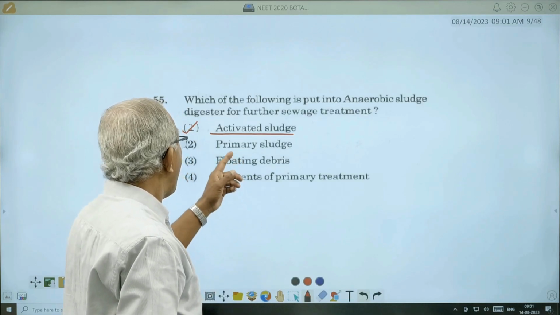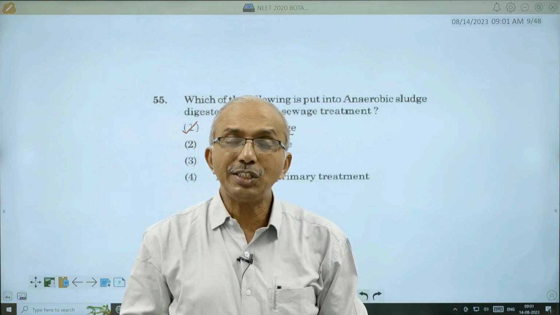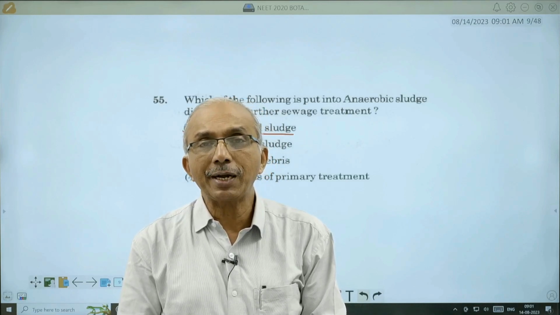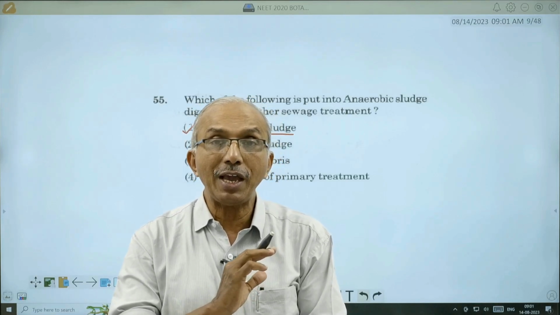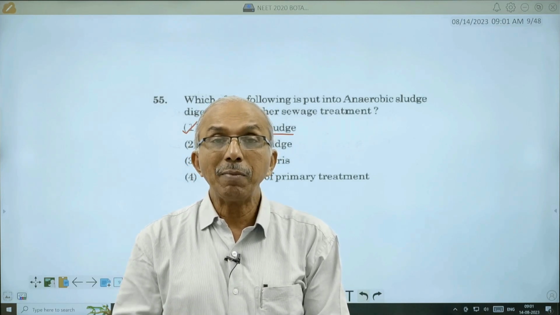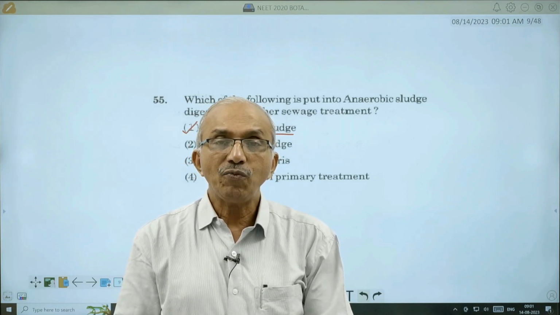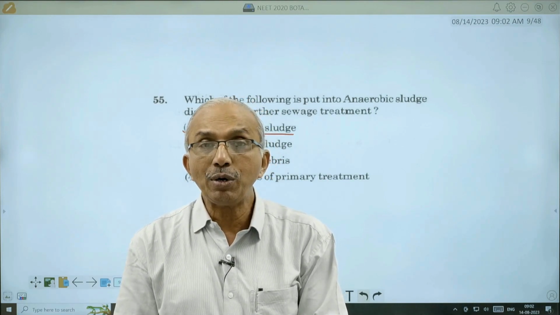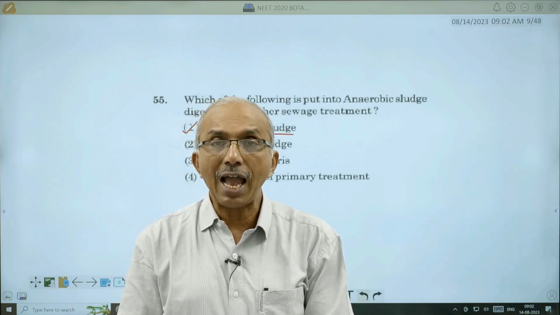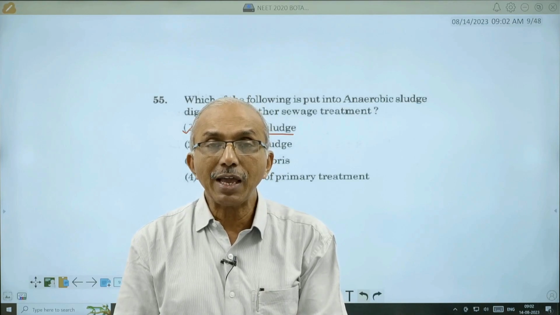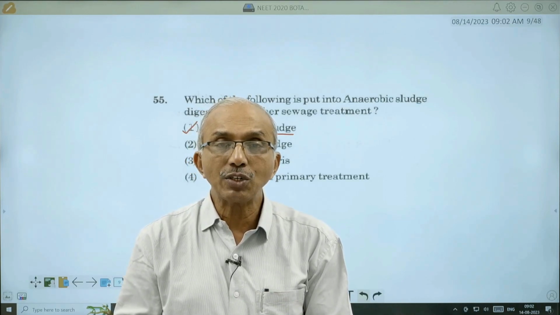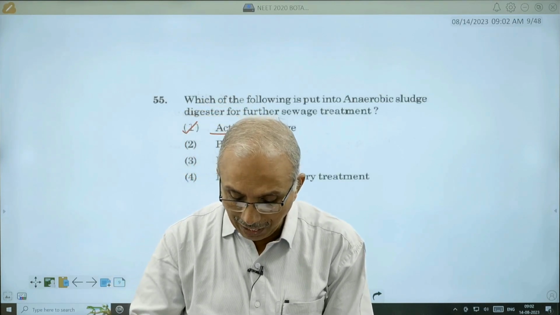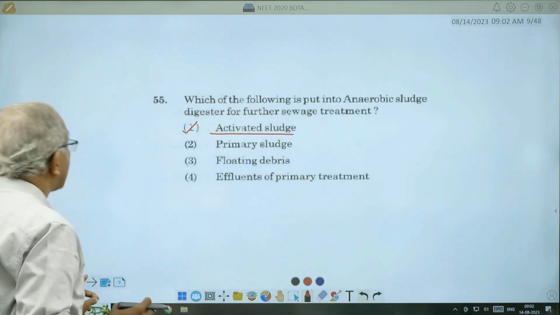Then primary sludge is the sedimented portion of the sewage after primary treatment. Primary treatment consists of two stages, filtration and sedimentation. After filtration, the sewage is allowed to sediment. During this process, sand, grit, pebbles and such heavier particles sediment. These sediments of primary treatment are called primary sediment. Then next question.